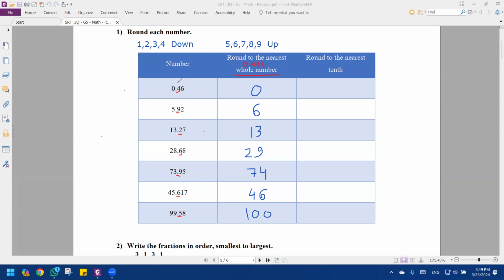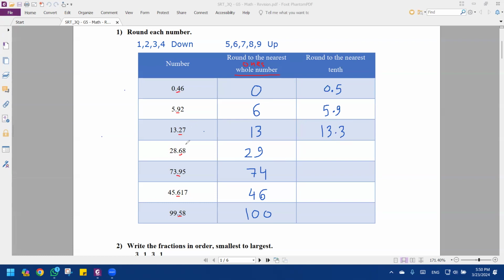So the first number underlined is 4. We look behind, it's 6. 6 means round up. So that 4 will be 5. So it's 0.5. And again, the last digit that I write is the one that is underlined. We don't continue. Now 5.9. So 9, we look behind, it is 2. 2 is round down. So 9 will stay the same. 5.9. Then 2 is underlined. We check 7, round up. So this 2 will be 3. 13.9.